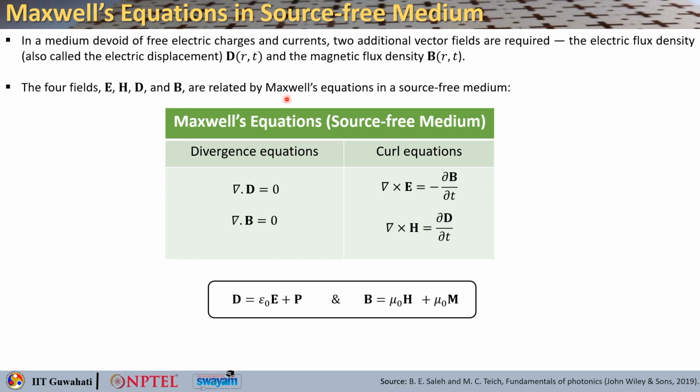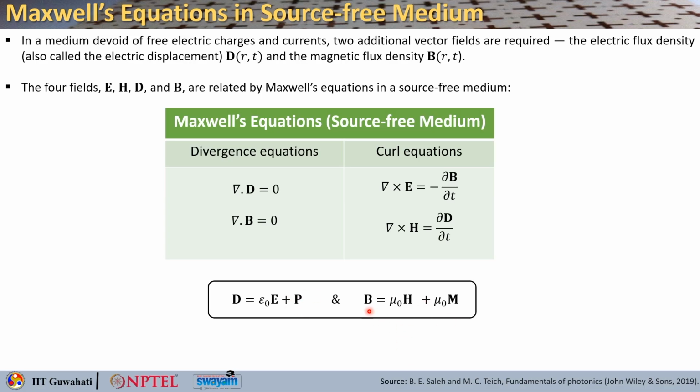So, they are related by Maxwell's equations in a source free medium in this particular form. Now we change the divergence equations to divergence of D equals 0, divergence of B equals 0, and the curl equations look like this: curl of E equals minus dB/dt, curl of H equals dD/dt. Now, what is D? This is basically where your medium comes into the picture. So, you have epsilon naught E, that is coming from the vacuum part. This was there in the earlier case as well, but P tells you about the polarization in a particular medium. So, this is where the medium gets into the equations.